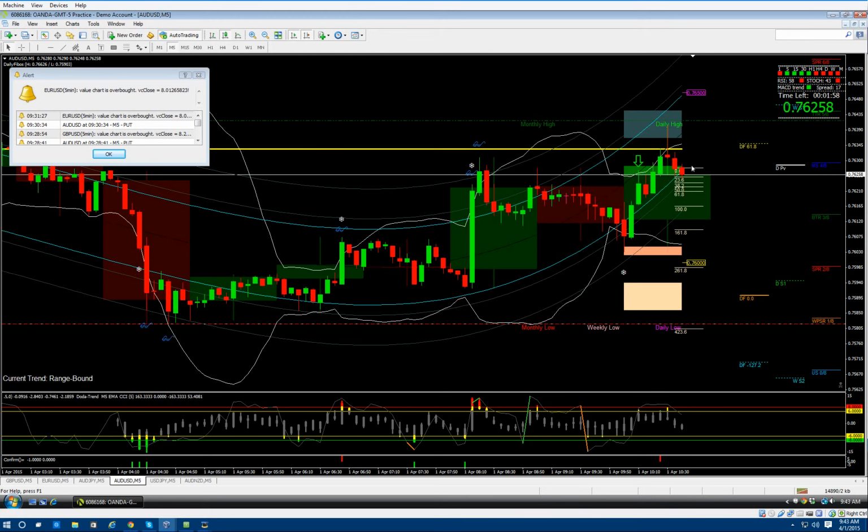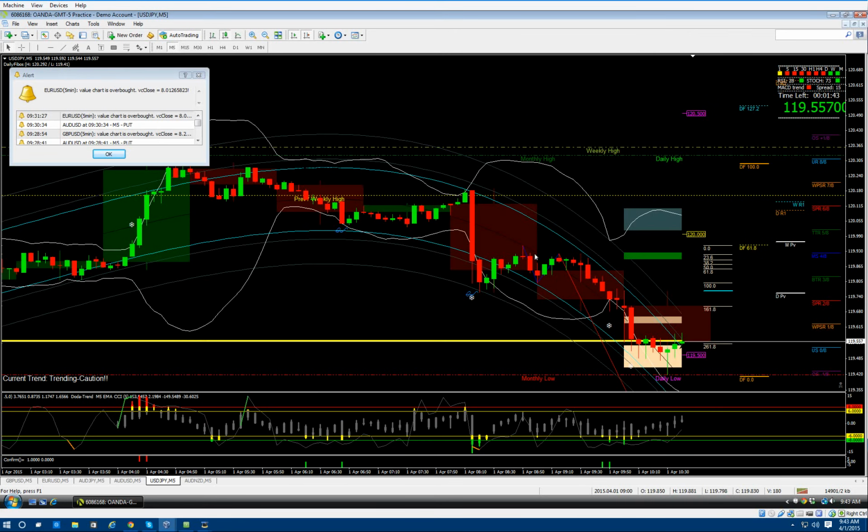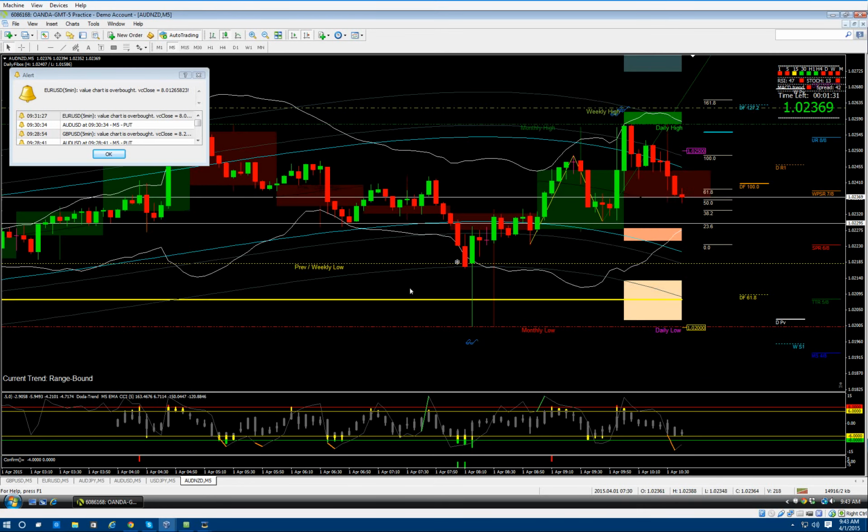If we want to look at another one, let's see. This one's a good example. Here's 0, here's 100. This means we would pay attention to these levels.